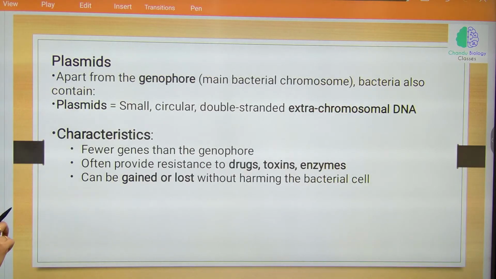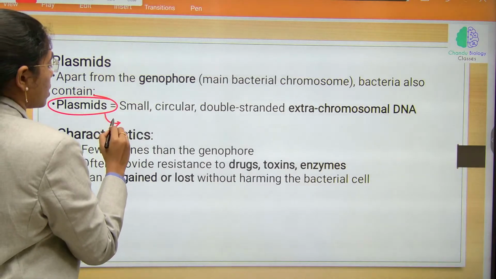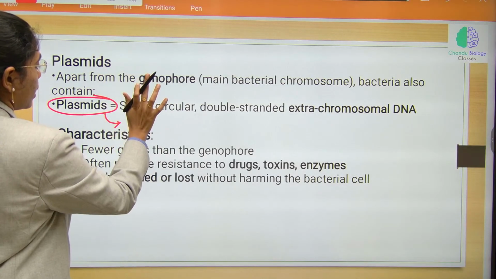Plasmid DNA. Apart from the genophore, that is the main chromosomal DNA, the extra chromosomal DNA which is present is plasmid DNA. It has many roles to perform. This is extra chromosomal DNA. Plasmid DNA is also addressed as non-genetic DNA.